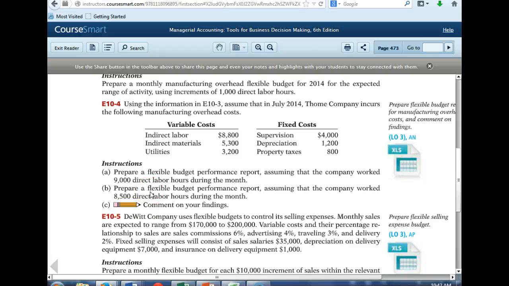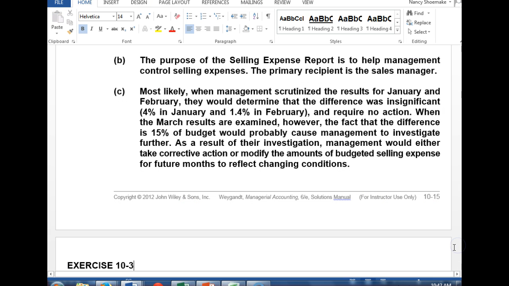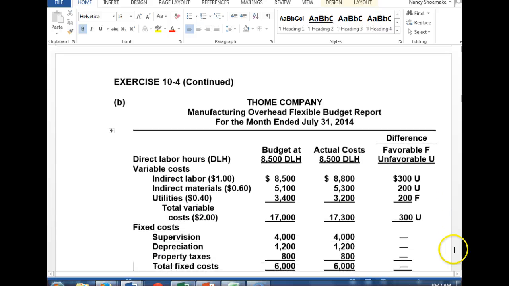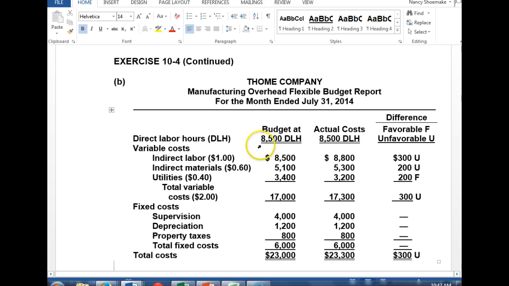Okay, now by switching it to 8,500 direct labor hours, what are we going to do to change this? Not a whole lot, are we? Here is the budget showing at 8,500. We've still got our indirect labor of $1, our indirect materials of 60 cents, and our utilities of 40 cents, don't we? Right?